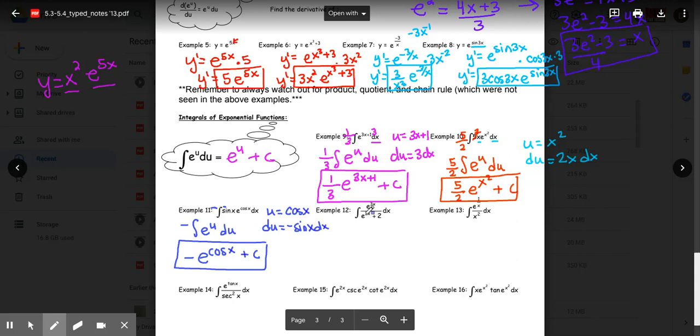All right, we're going to skip 12. We're going to go to example 13. So I'm going to try to make u, what in this case? The power, so 1 over x. Now 1 over x is the same thing as saying x to the negative first. So the derivative of x to the negative first is negative 1 x to the negative second times dx, which is negative 1.